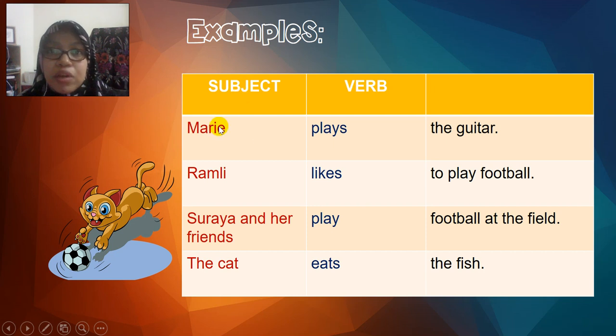Subject: Mary, Ramli, Suraya and her friends, the cat. This column is the subject, and then verb: plays, likes, play, eats. So this is the object. Okay, so please look. Mary plays the guitar.